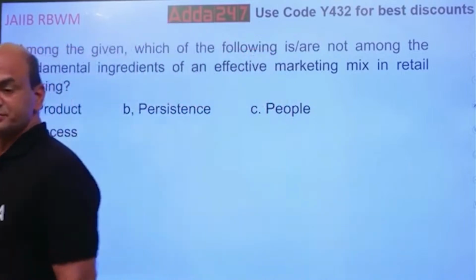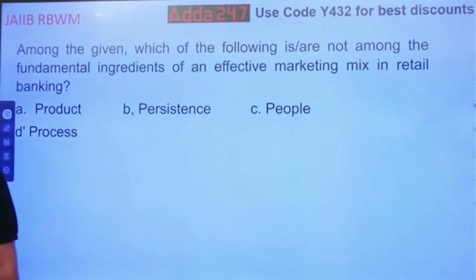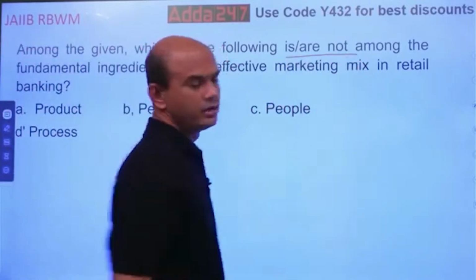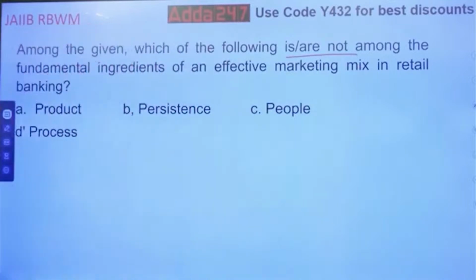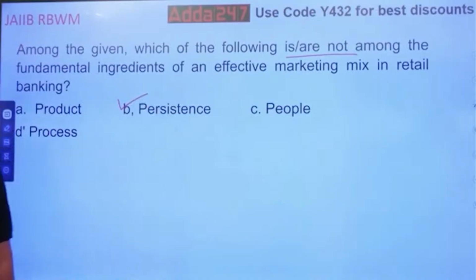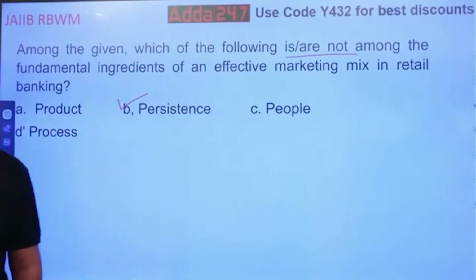Product, persistence, people, process. Which one is the right answer? You want the one that is not, meaning the incorrect one. Which one is incorrect over here? Incorrect is this. Persistence is not one of the product mixes.